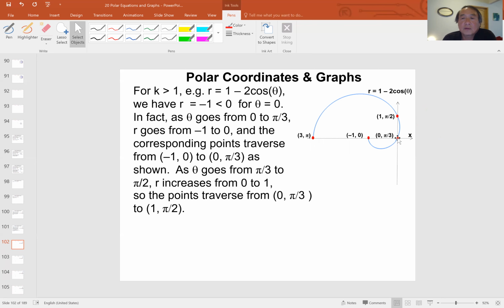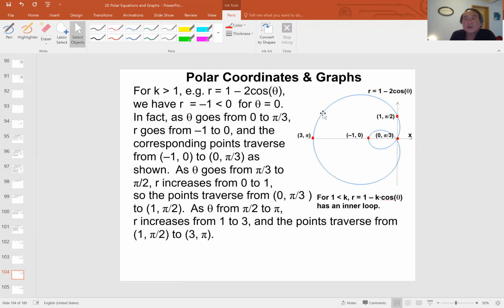pi/3 to pi/2, and then it loops up. Okay, it's 0 to pi/3, and then pi/2, then once you get to pi, I'd like to check if I continue to do that. And now there's a little loopy loop. When you have these things with k more than 1, so you're subtracting, when 1 minus k can be negative, then you're going to get this loop. Okay, that's when k is more than 1.